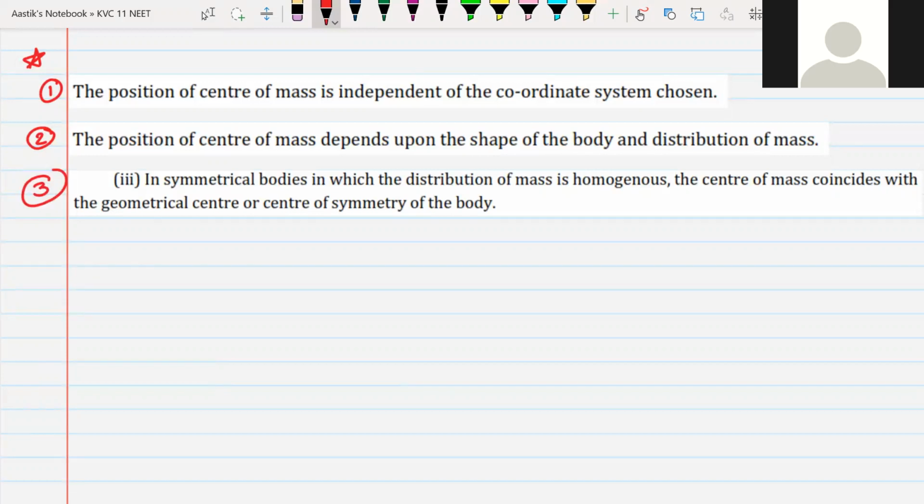I'll give you a table with all the center of mass, and if you can remember this table, it would be of great use. I hope you have noted down the 3 points. Yes or no?